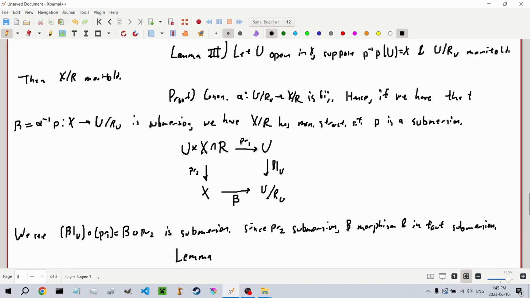Fourth lemma, lemma 4. Okay. So one second, I just want to skip. We're halfway through, so I just want to scout out how this is going to go.